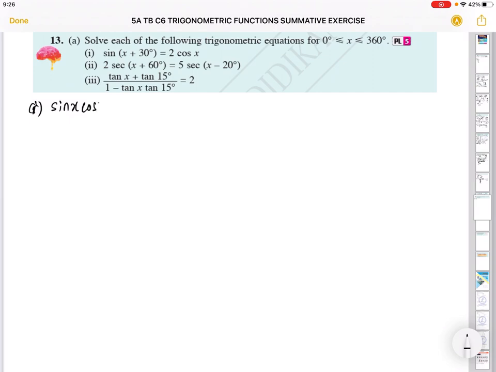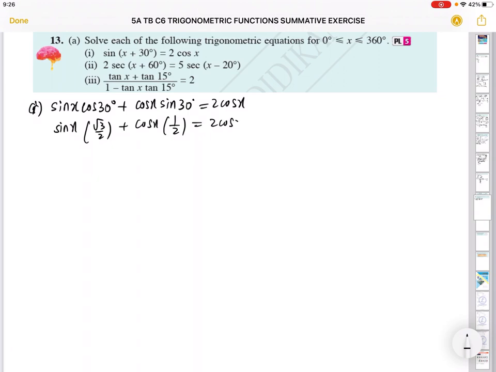Now, I hope you remember your special angles. Cos 30 is root 3 over 2. Sine 30 is 1 over 2. This is 2 cos x. Next I multiply everybody by 2. So I get root 3 sine x, and this will be cos x. This will give us 4 cos x.